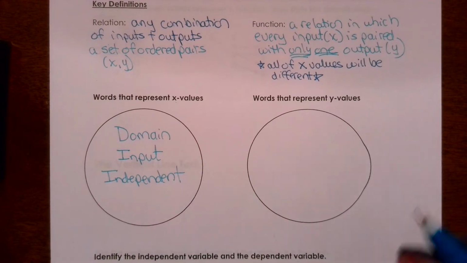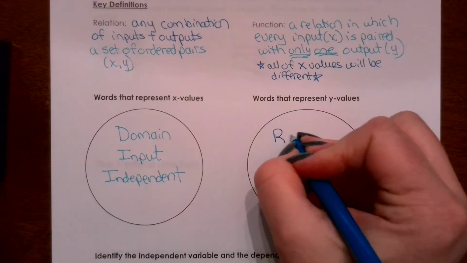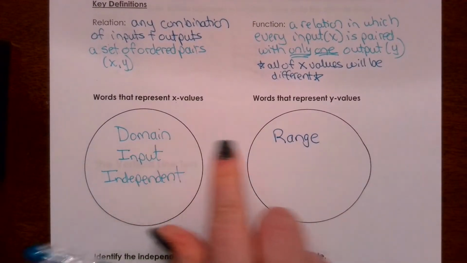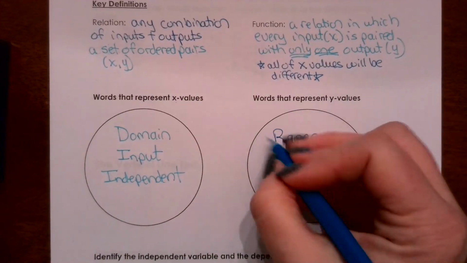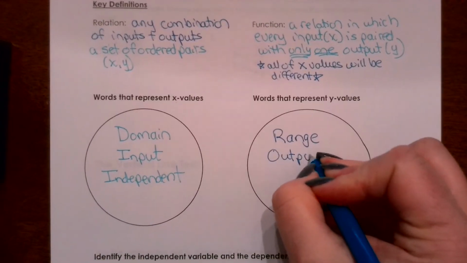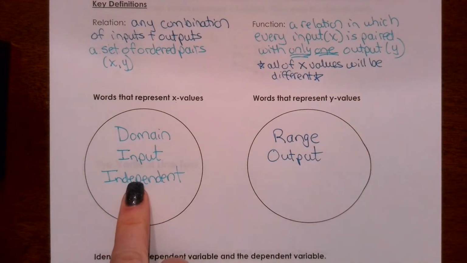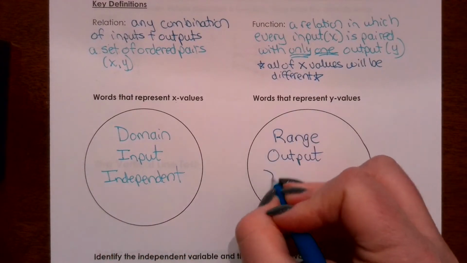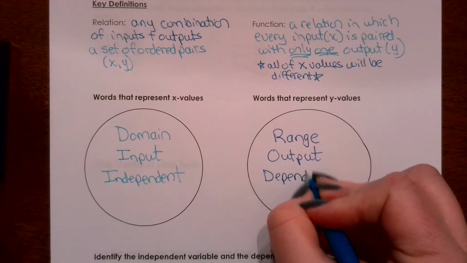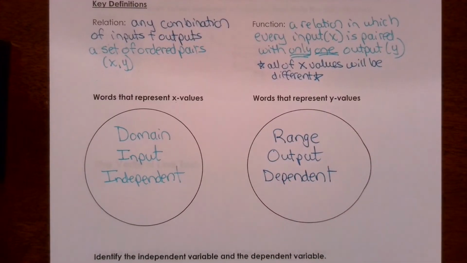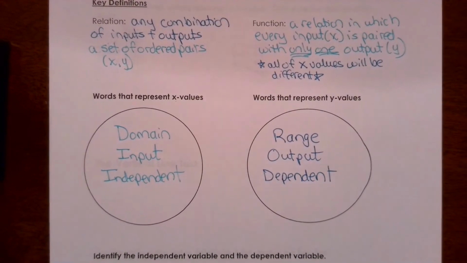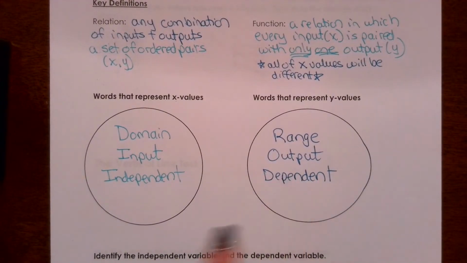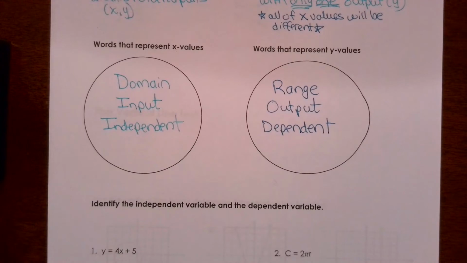Words that represent Y values are range. And I'm putting the words that kind of go with it, domain and range. Input, you can imagine this one is going to be output. And if the X values are the independent variable, Y values are the dependent variable. And you talk a lot about independent variables in science. Independent variables happen, whereas dependent variables, their value depends on what happens with the independent variable.